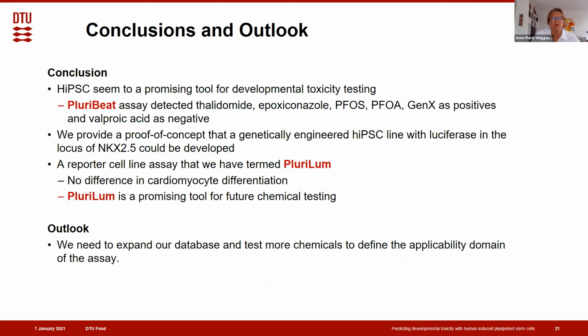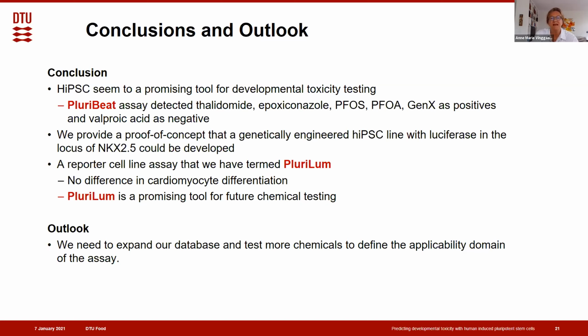So in conclusion, the human-induced pluripotent stem cells seem to be a promising tool for developmental toxicity testing. Our pluripotent assay detected thalidomide, epoxyconazole, PFOS, PFOA, and GNX as positive compounds, whereas valproic acid was found to be negative. And we have provided a proof of concept that a genetically engineered HIPS line with a luciferase in the locus of NKX 2.5 could be developed.